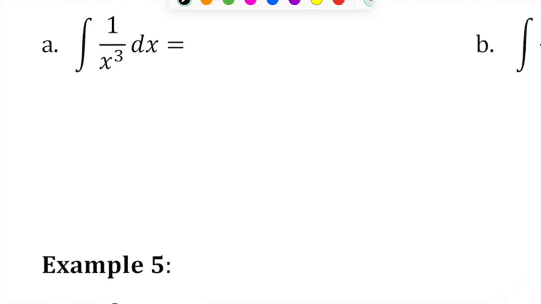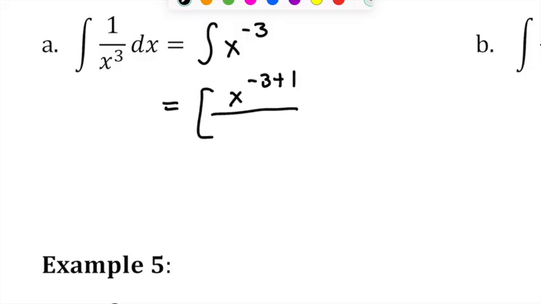Okay, the next type is when you have denominators. And remember, we don't like denominators. We don't really have quotient rules and product rules for integrals like we do with derivatives. So we want to write this as a negative exponent. And the same rules apply. We're going to add 1 to the exponent and then divide by that exponent also.